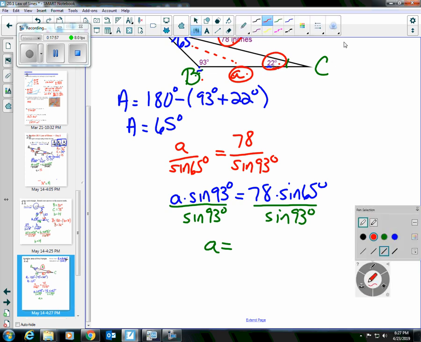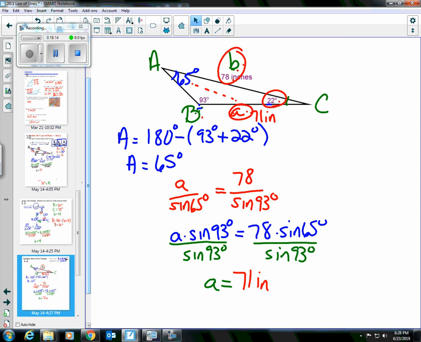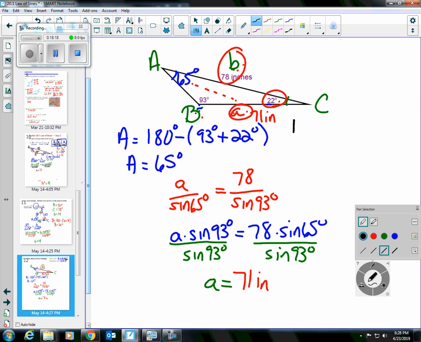if we do our cross multiply divide, I'll go ahead and let you just pause and see if you can type that in. See what you come up with. I believe I got 71, and it would be in inches. So we're using units on this one. So we have 71 inches. So once I have that other side, then I can go back and actually use the area formula. So we're using what we know about law of sines to help us solve.